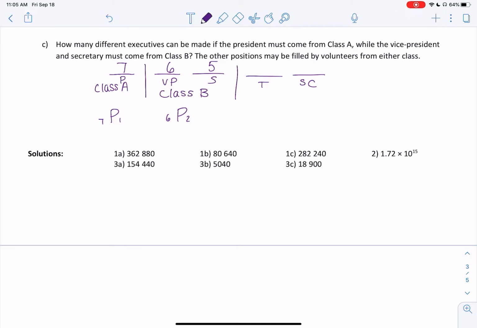Then for the last ones, I need to think of how many people I have left. So I originally had 13 people. I used up 1 for president, used up another for VP, and used up a third for the secretary. So I only have 10 people left. Then I would only have 9 left to choose from. So I had 10 people and 2 spots. So I multiply all of those together and I will get 18,900 as our final answer.